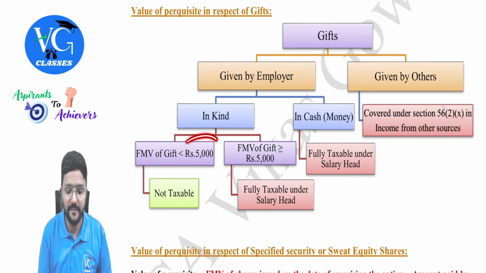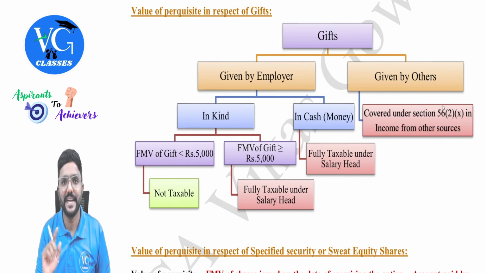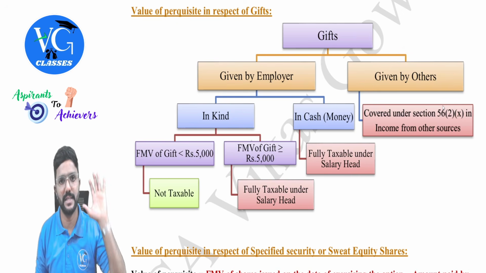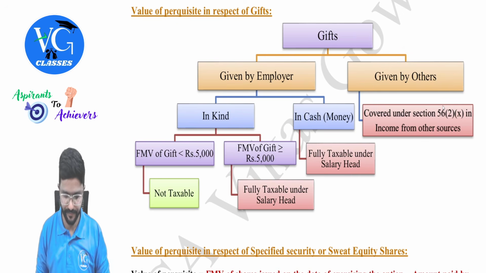Clear? Whereas here it is 5,000. So please don't get confused. And this provision, I will cover it under the head other sources, guys. That is the last head of income.